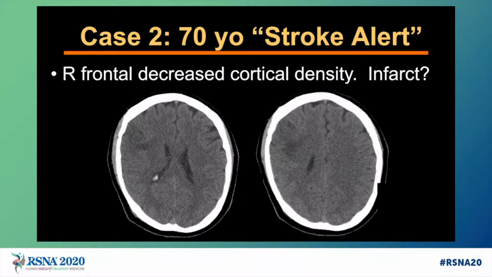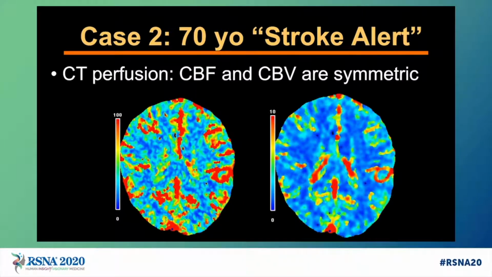Here's a different sort of a case. It's a 70-year-old who presented as a stroke alert. So we narrowed our windows, looked pretty carefully, and were able to find a right frontal area of decreased cortical density. Could this be an infarct? Well, sure it could, particularly given this clinical scenario. We proceeded with a stroke workup, and I'm showing you two images from our CT perfusion. The cerebral blood flow and cerebral blood volume maps are symmetric in the frontal lobes, not what one would expect in an acute or subacute infarct.